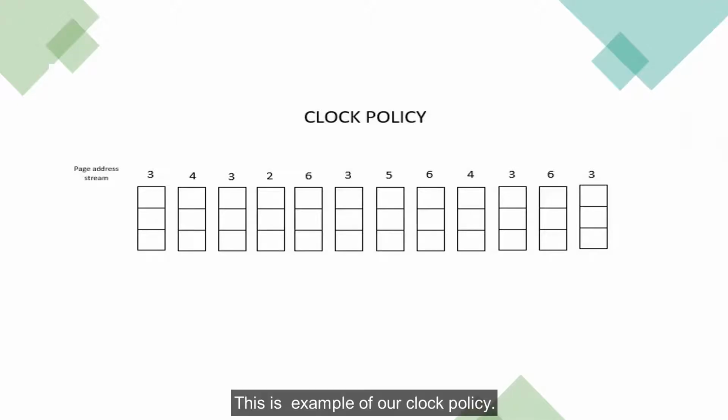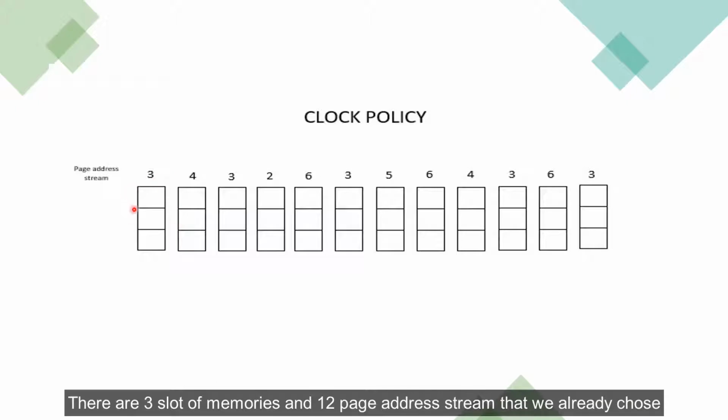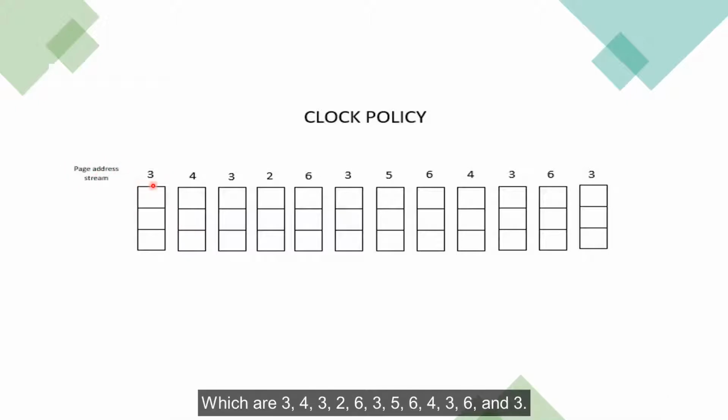This is an example of our clock policy. There are 3 slots of memory and 12 page address streams that we already chose, which are 3, 4, 3, 2, 6, 3, 5, 6, 4, 3, 6, and 3.